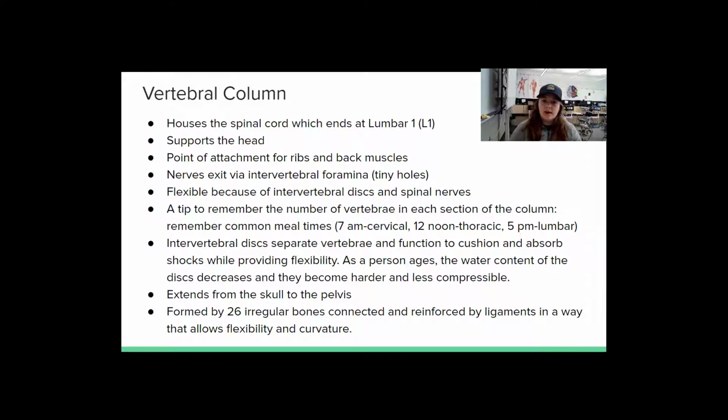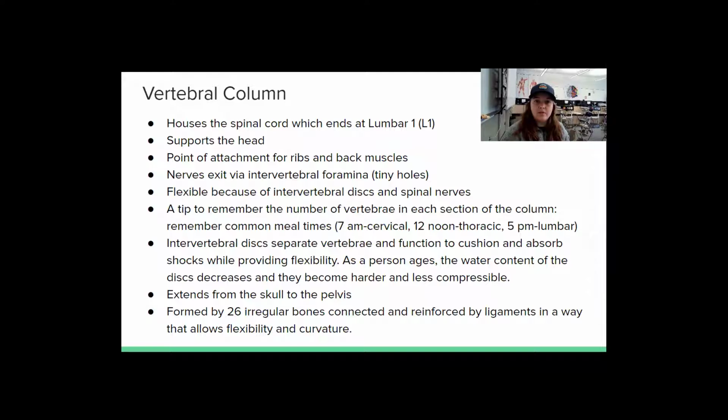The vertebral column houses the spinal cord, which ends at lumbar vertebrae number 1. It supports the head, and it's the point of attachment for rib and back muscles. Nerves will exit the vertebral column via intervertebral foramina, which are tiny holes in the vertebrae. The nerves are just going to go right on through them. The vertebral column is flexible because of intervertebral discs that sit between each vertebrae, which are made out of connective tissue, and spinal nerves also aid in flexibility.